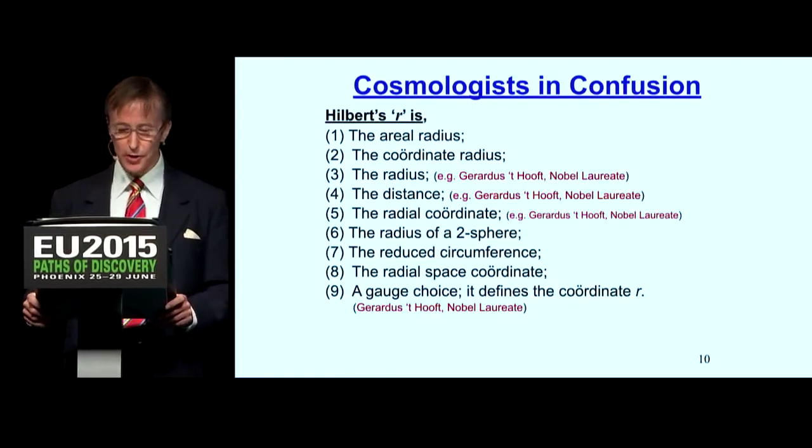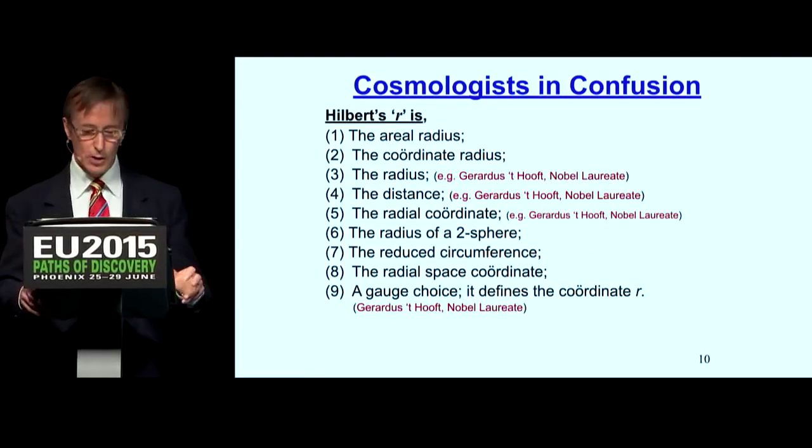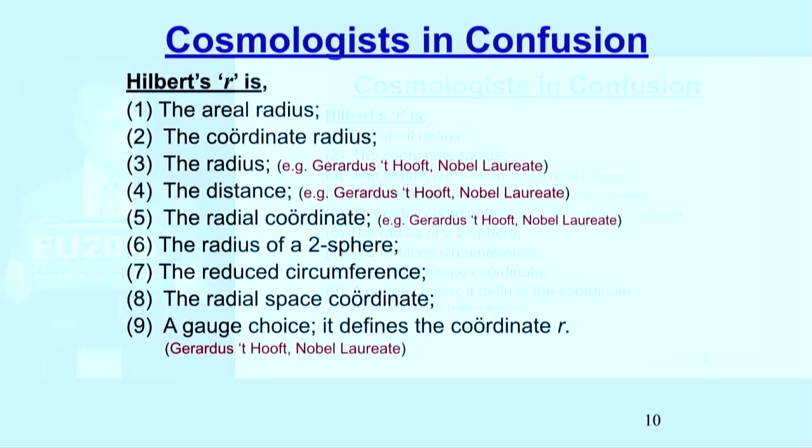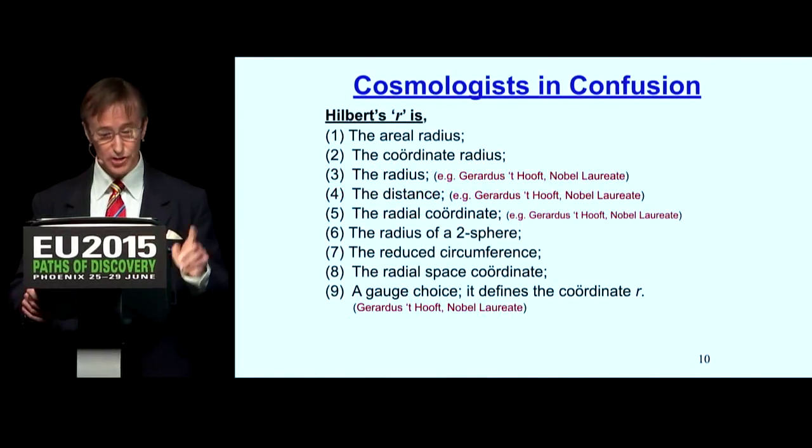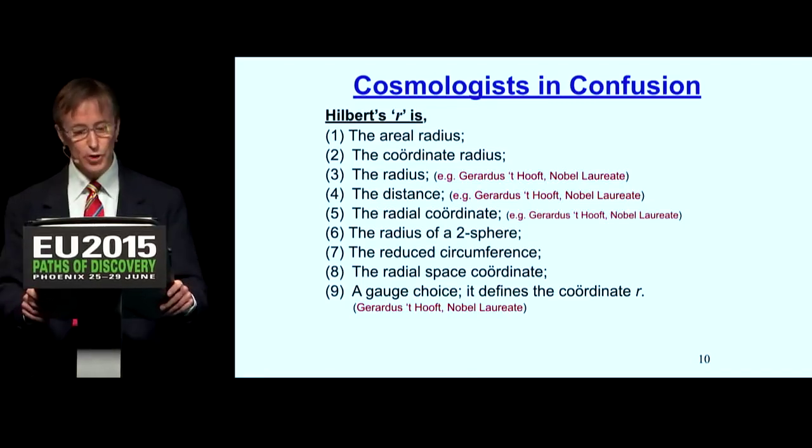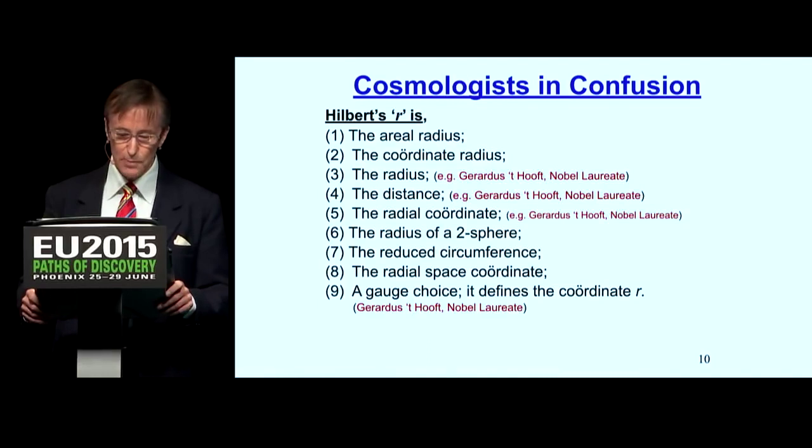Here's some further confusion. This is what I call delusional science. All right? Delusional science. Cosmologists in confusion. What do they think Hilbert's r is? We saw that expression. I've given a list here. They think it's the areal radius, the coordinate radius, the radius. A guy with a Nobel Prize called Gerardus 't Hooft tells us this. It's the radius. He tells us also it's the distance, so do many others. He tells us it's the radial coordinate, so do many others. It's the radius of a two-sphere, the reduced circumference, the radial space coordinate.